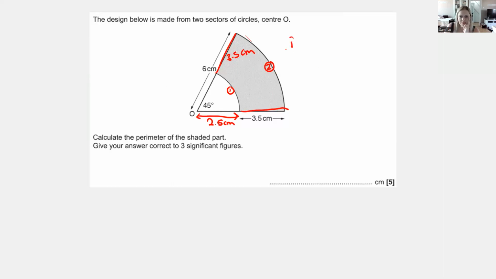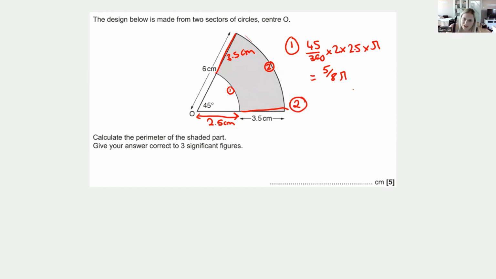Okay, so the first one, we're going to do 45 over 360 times 2 times the radius, which is 2.5, and then times that by pi. So let's work that out first. Times 5. That gives me 5 over 8 pi. And I'm just going to leave it like that because I'm going to have to do more workings with other pi. So there's no point rounding at this point.